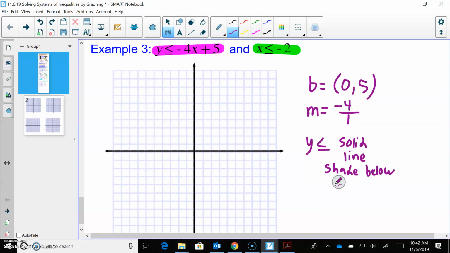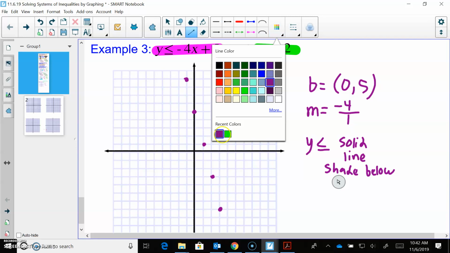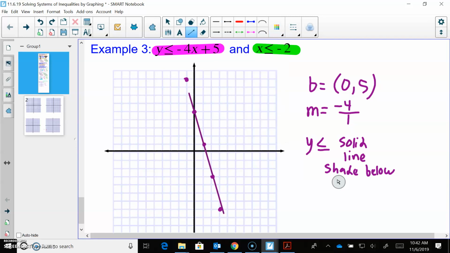Okay, so at 0, 5, 1, 2, 3, 4, 5, positive 5 on my y-axis, I'm going to go down 4, 1, 2, 3, 4, and to the right 1. Down 4 and to the right 1 again. I can also start at my b value again and then go up 4, 1, 2, 3, 4, and to the left 1. Okay? I know that it's going to be a solid line at those points. So when I do that, I'm going to make sure it's purple because I try to color coordinate things to the best of my capabilities.